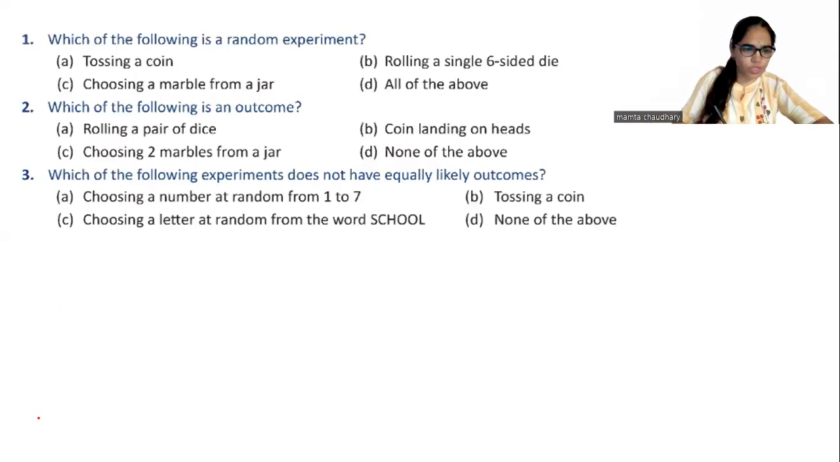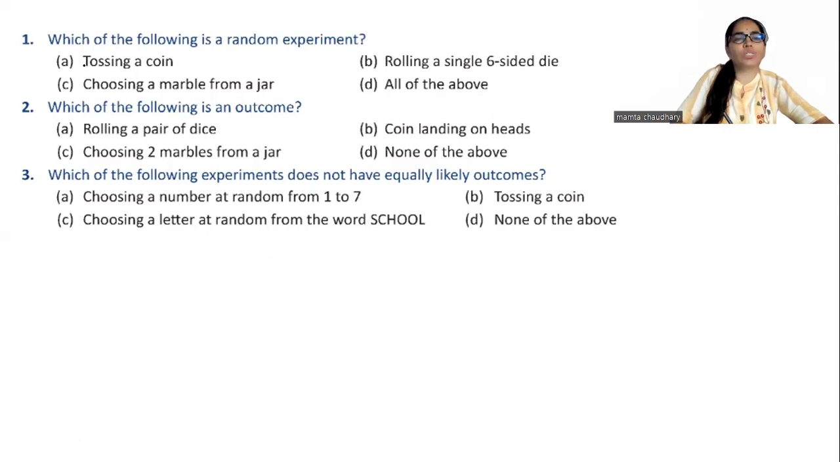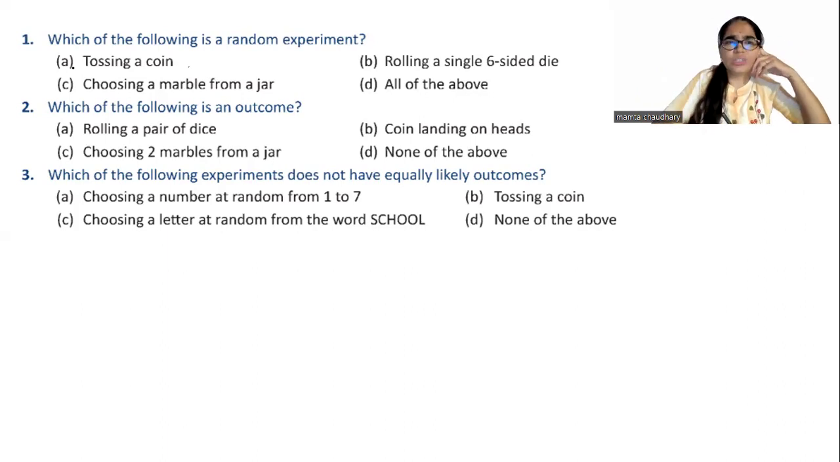So the first question is, which of the following is a random experiment? Random experiment means where we don't have any interference on outcomes. Now, tossing a coin. It is basically a random experiment because we cannot say what will come. It can be anything, heads or tails. So yes, it is.